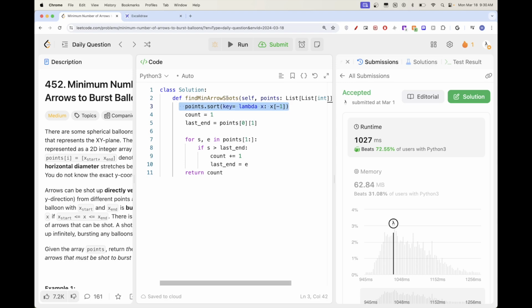And in terms of time complexity, this loop is linear in the length of points, so it's O(n), but the sorting is O(n log n). So overall it's O(n log n) time, and in terms of space, it's O(1), because we are not really using any extra array or extra space.